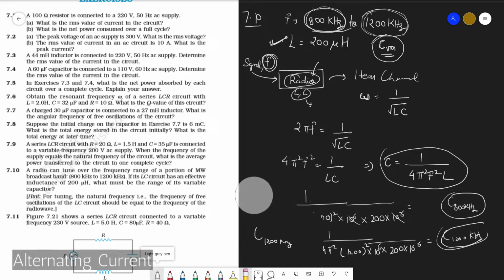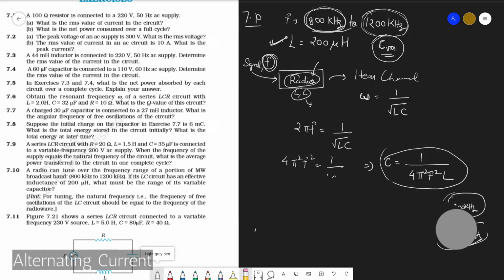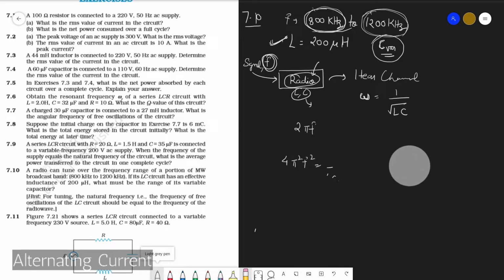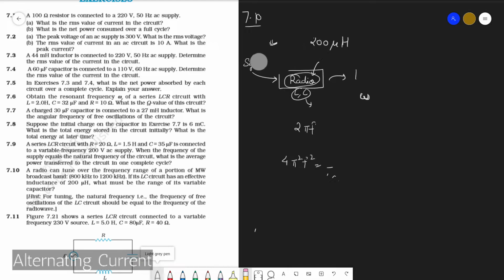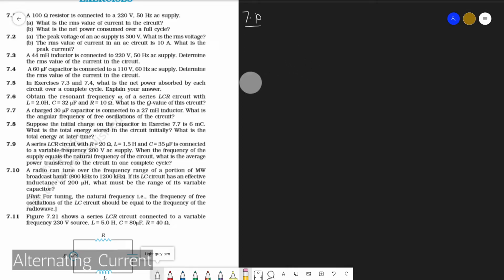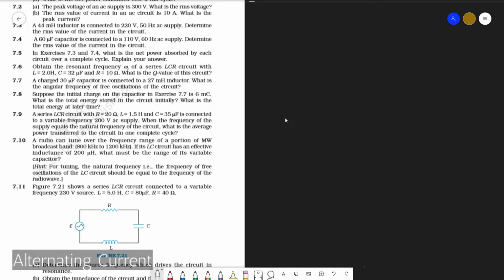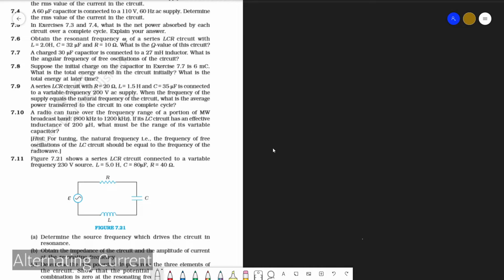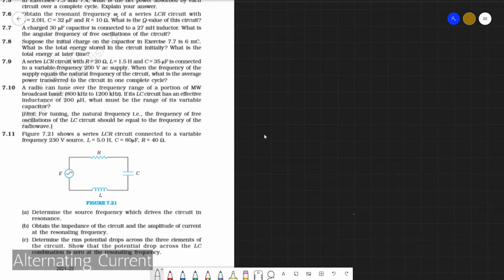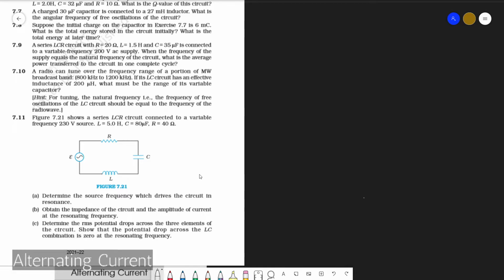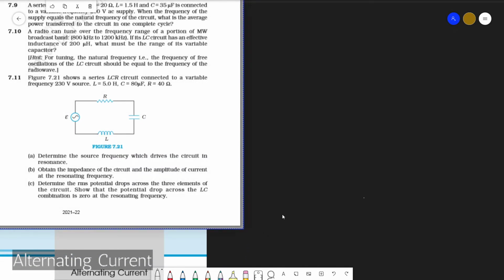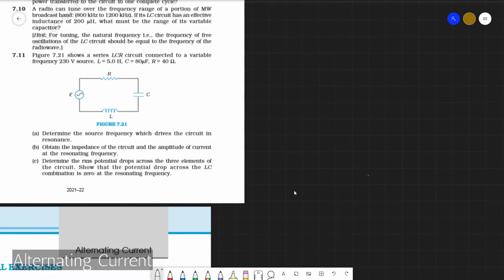Okay, so this is the question. Let us move to the next question. He is giving a series LCR circuit here. Let us see this question, 7.11. This is probably the last question we will be taking in this class. The additional exercise we will see in the next class.